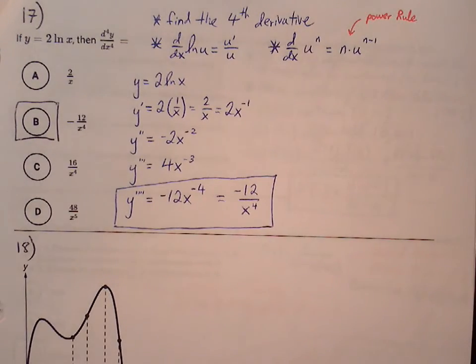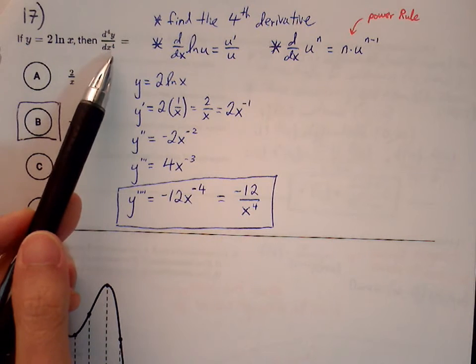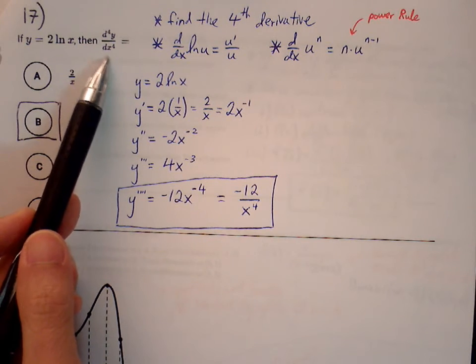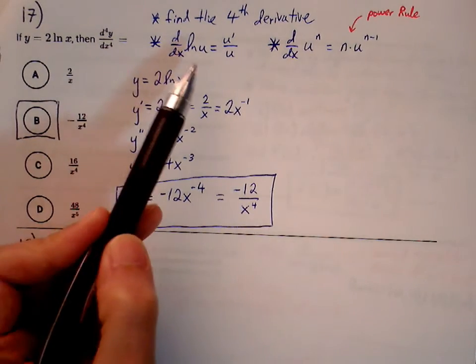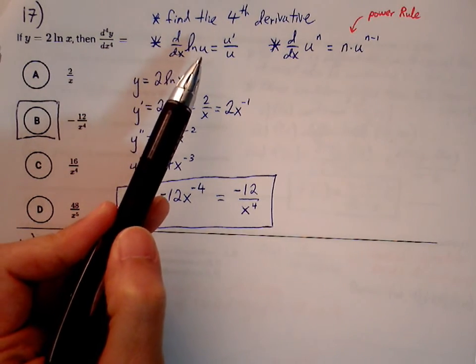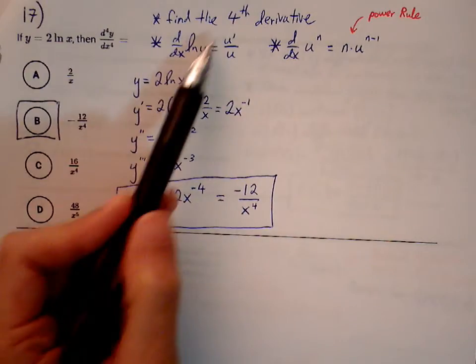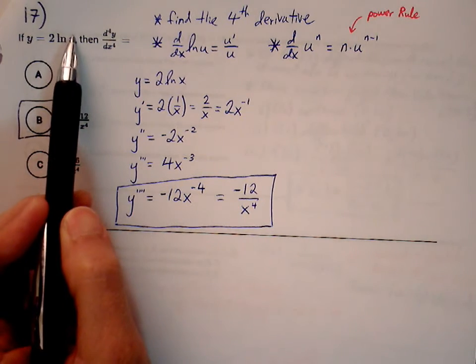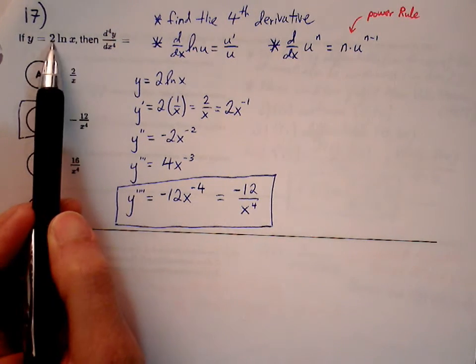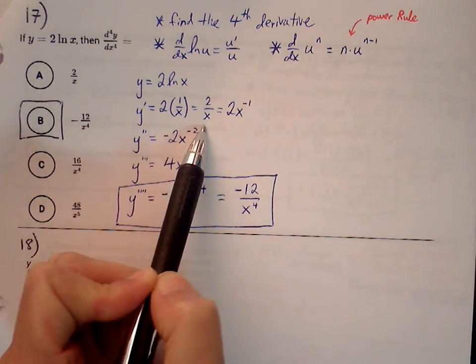Okay, for 17, we have y equals 2 natural log of x. This notation means find the fourth derivative. So let's see if we can work our way down. For 2 natural log of x, the rule for natural log of u is u prime over u. If our u value is this x here, then u prime over u is just going to be 1 over x with the 2 coefficient tagging along. So 2 over x, that's our first derivative.